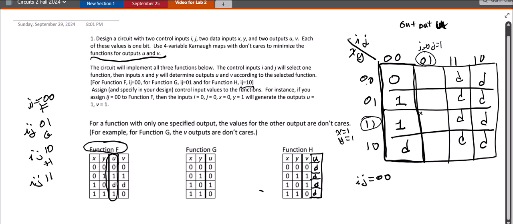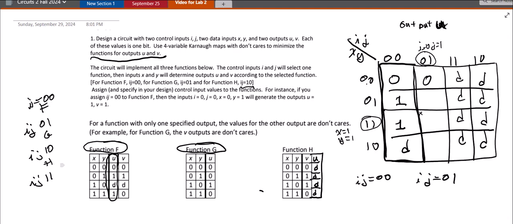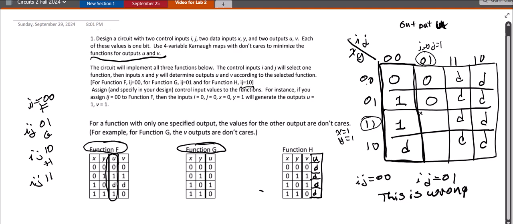And then I would do the same thing for ij equals 0, 1. So ij equals 0, 1 corresponds to function G right here. And for function G, 0, 0 gives me 0. 0, 1 gives me 0. And I'm not going to fill in the rest for you. I am going to fill it in, but I'm actually going to fill it in wrong because I don't want to do the rest of the project for you.